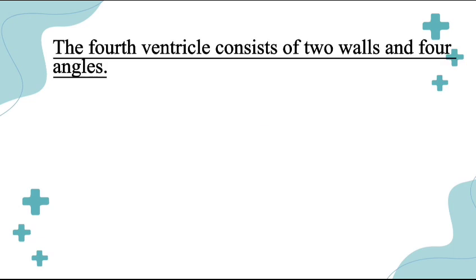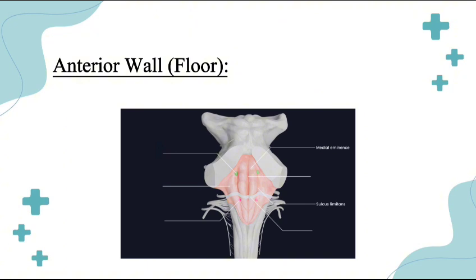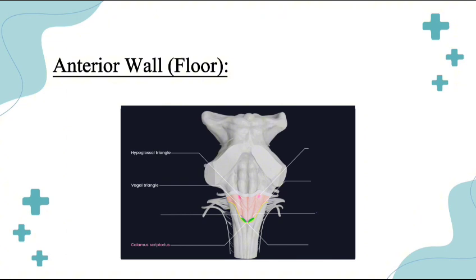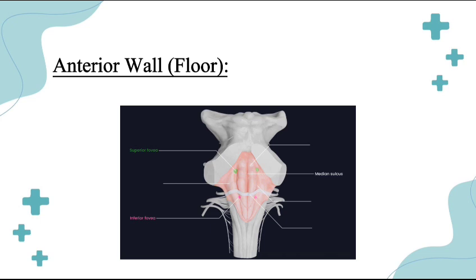The fourth ventricle consists of 2 walls and 4 angles. Anterior wall, also known as the floor of the fourth ventricle or the rhomboid fossa. It contains 2 primary sulci, the median sulcus and the sulcus limitans. Between these lies the medial eminence, which includes the following structures: facial colliculus, stria medullaris of the fourth ventricle, hypoglossal triangle, vagal triangle. Along the sulcus limitans, there are also the superior fovea and inferior fovea.